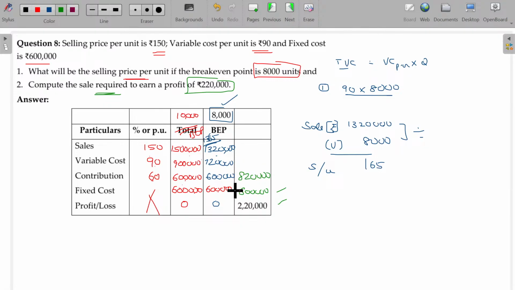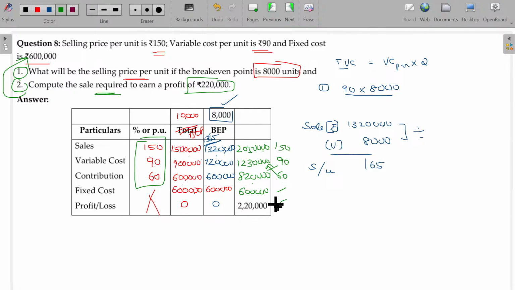Okay. What about the sales required? It's not the revised price. You have to keep the same original price. Whenever there is a revision, this will be applicable for point number one. For point number two, again the original data will be taken. As per the original data, the sales is 150, variable cost is 90 and contribution is 60. This 8 lakhs 20,000 being the 60 share, what about the 90 share? 12 lakhs 30,000, and your total sales should be 20 lakhs 50,000.